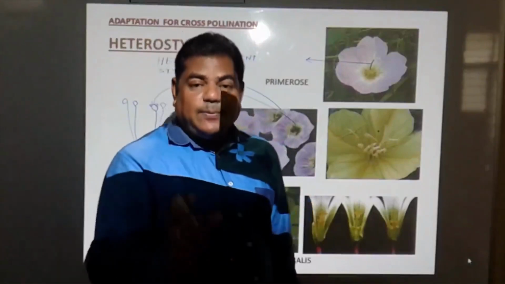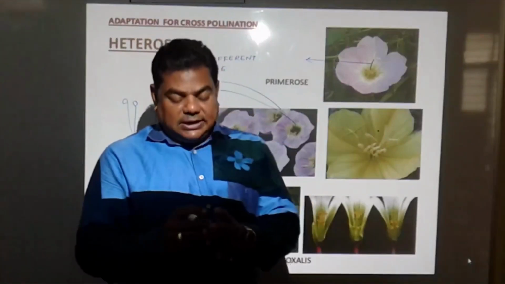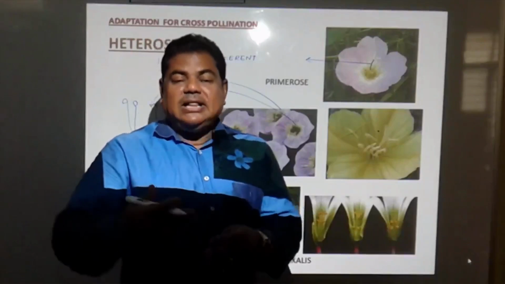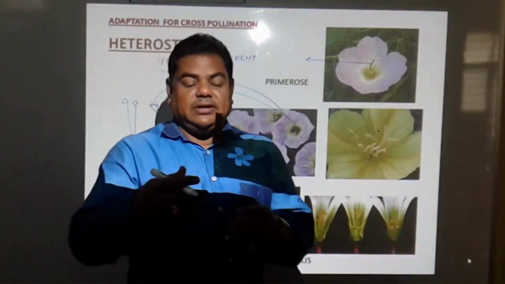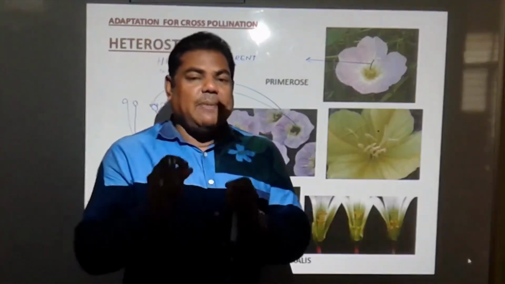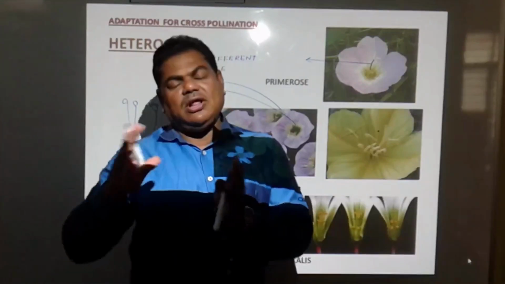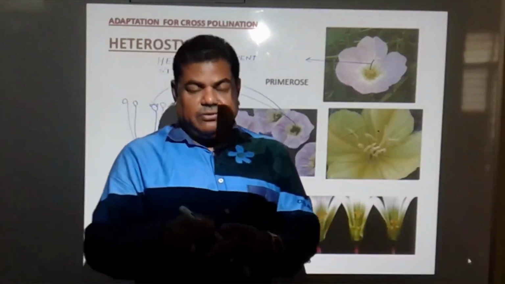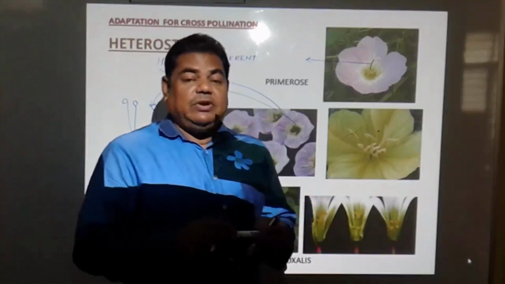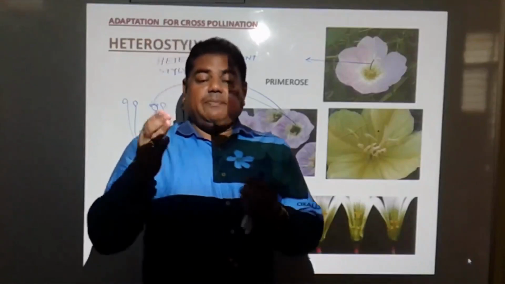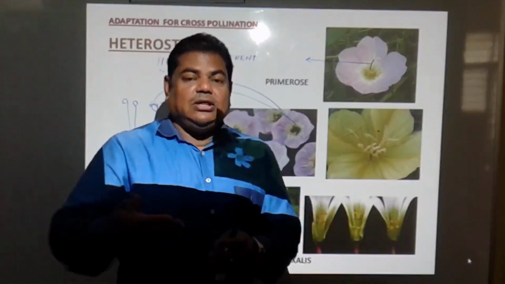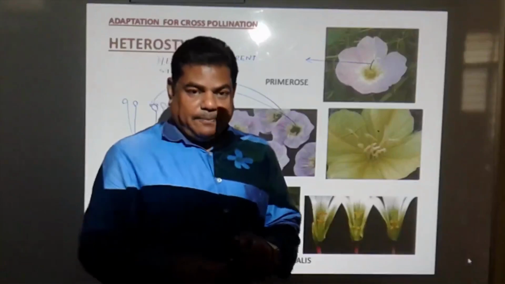Now the question arises: why do these plants, though they are bisexual, change themselves to gain cross-pollination and avoid self-pollination? There is a scientist, Mendel. Mendel carried out several experiments on Pisum sativum. We will see all the details in the coming videos, but we will take some account here.